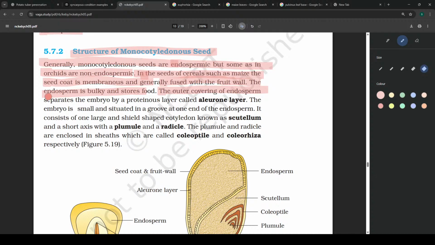The outer covering of the endosperm separates the embryo by a proteinaceous layer called the aleurone layer. The embryo is small and situated in a groove at one end of the endosperm. It consists of one large and shield-shaped cotyledon known as scutellum and a short axis with a plumule and a radicle. The plumule and radicle are enclosed in sheaths which are called coleoptile and coleorhiza respectively.